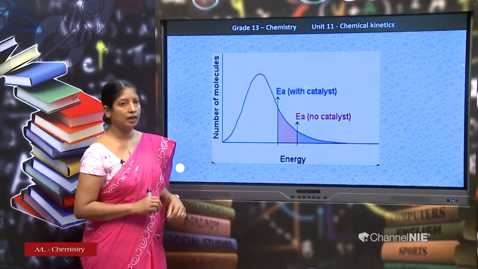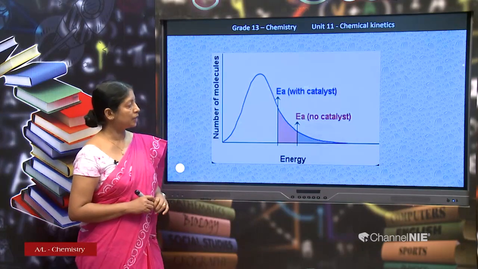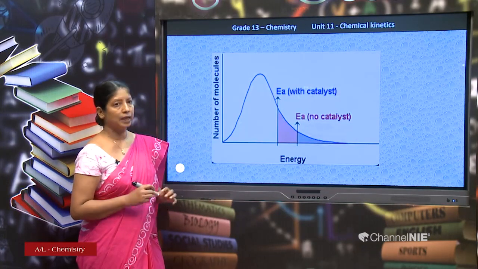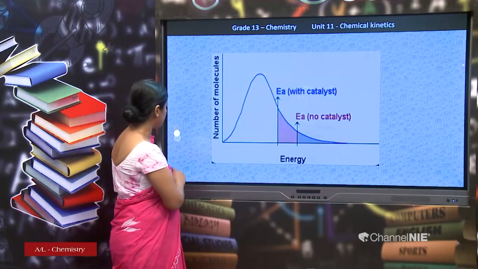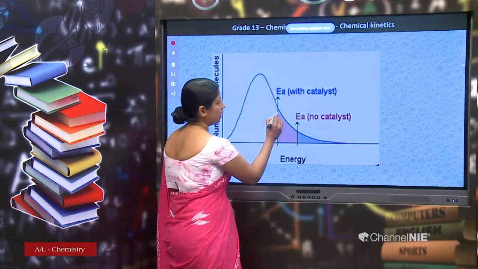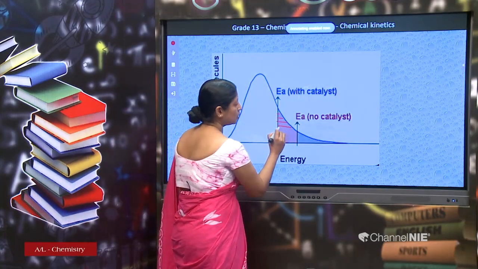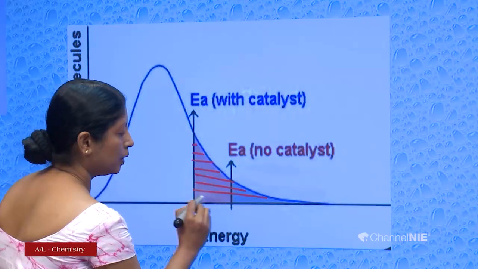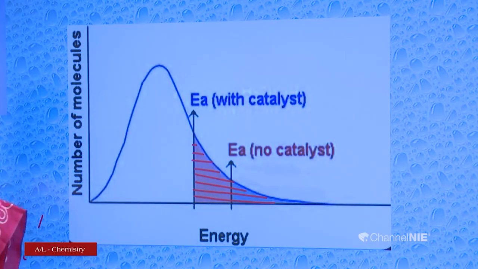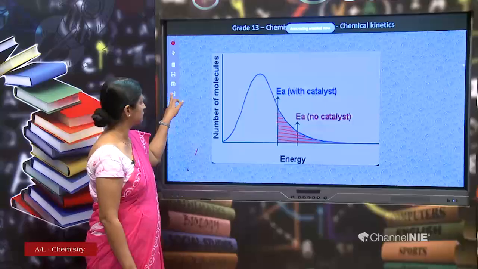So, when you have the catalyst, the total molecules with activation energy or more than that will be high. That is the colored area in the graph. In the presence of catalyst, we get altogether this much of molecules which have activation energy or more than that. As it gets increased, the total collision rate gets increased, then the probability to have effective collisions also gets increased, then the reaction rate increases.